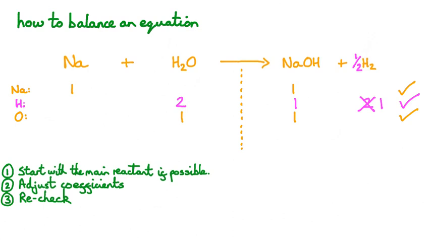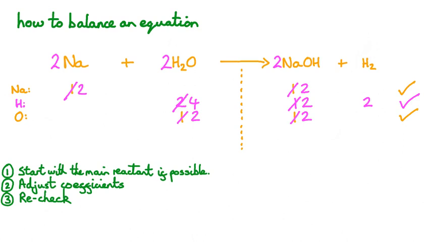A really easy way to do this is to simply multiply the entire reaction by 2. This results in a coefficient of 2 being placed in front of sodium, water and sodium hydroxide, and the half coefficient in front of our hydrogen has disappeared. When we recheck the number of each element on both sides of our equation, we can see that we are still balanced.